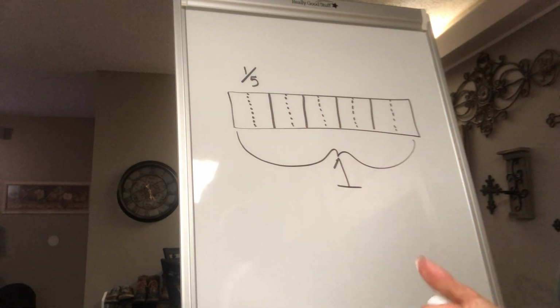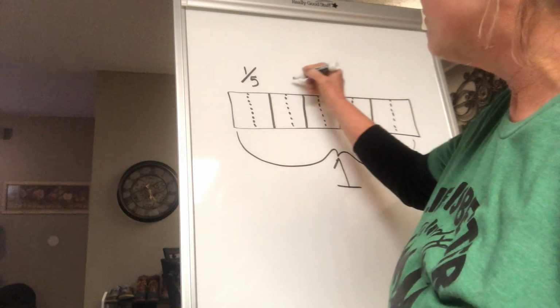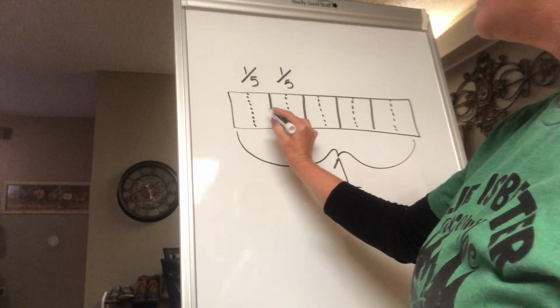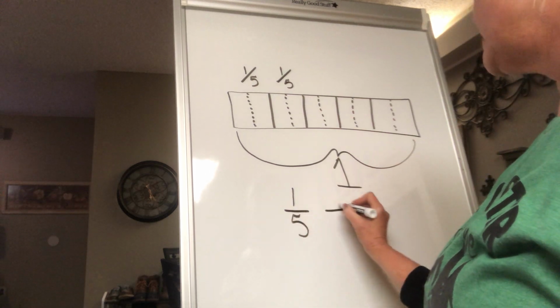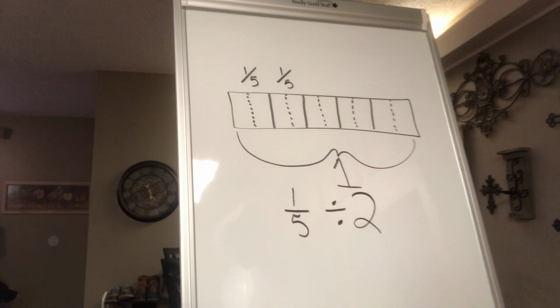And in B, it asks you where do you see this? Well, I have all of my 1/5 and I have divided them each by 2. So that's how I see 1/5 divided by 2. And then in part C, it asks, what is the value of 1/5 divided by 2?